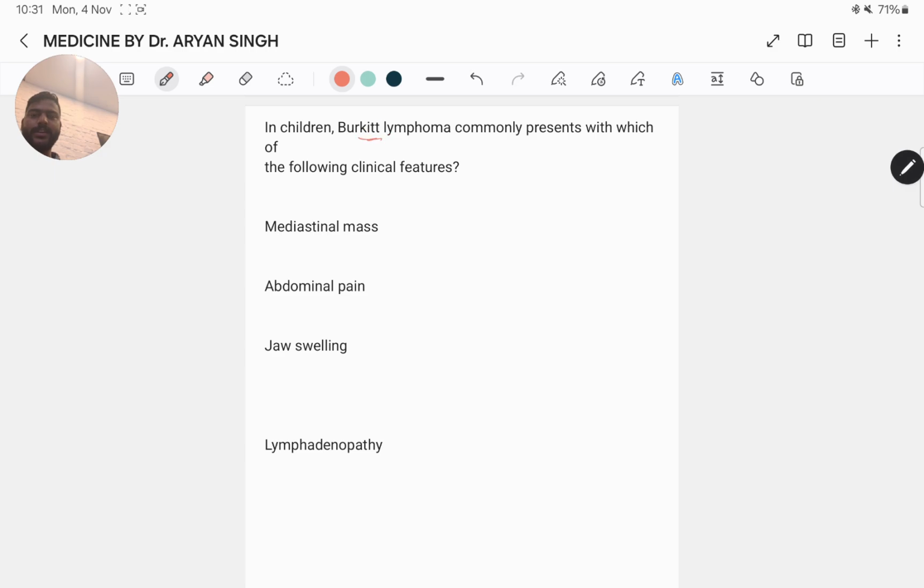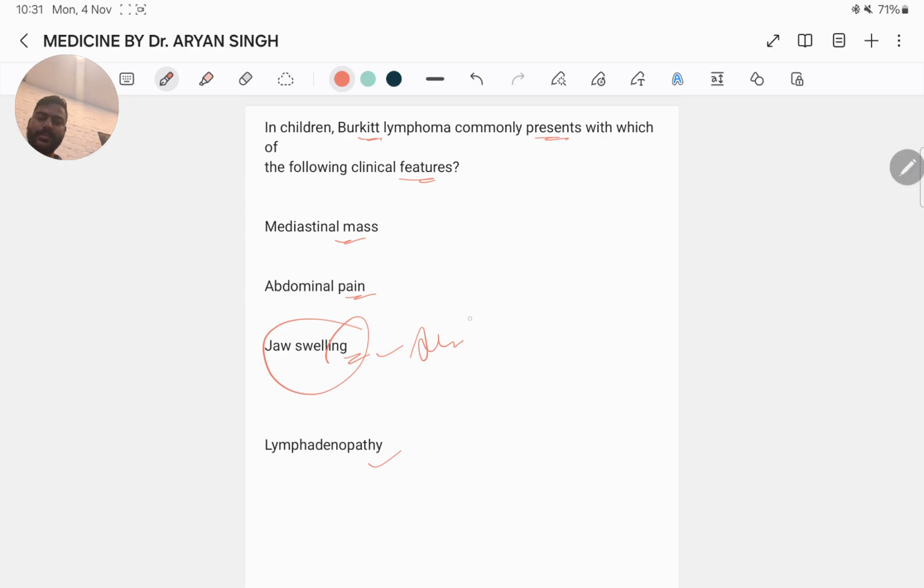In children, Burkitt lymphoma commonly presents with which of the following clinical features: mediastinal mass, abdominal pain, jaw swelling, lymphadenopathy? The best answer is jaw swelling, because in children, Burkitt lymphoma commonly presents with jaw swelling.